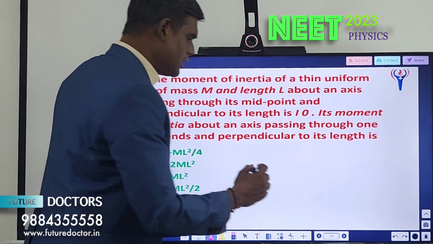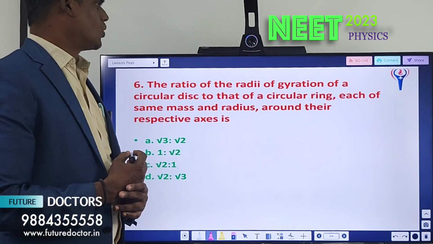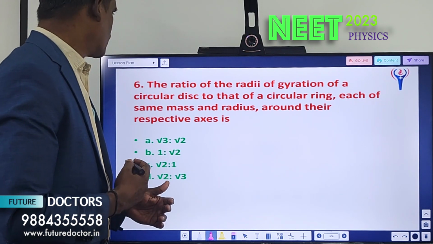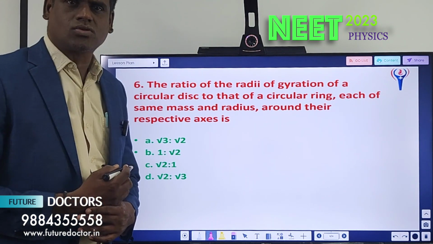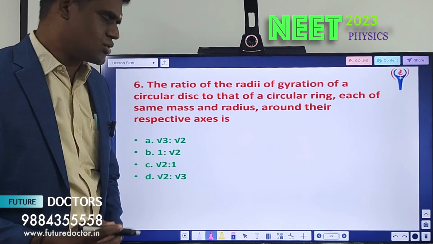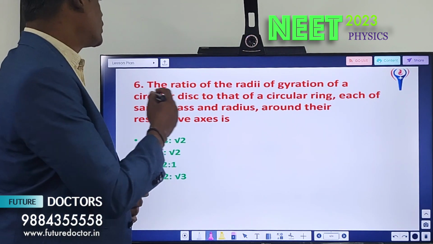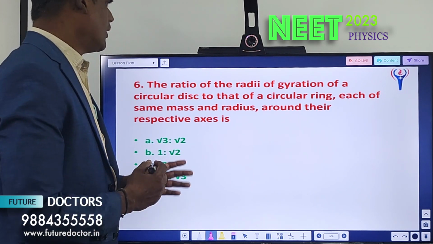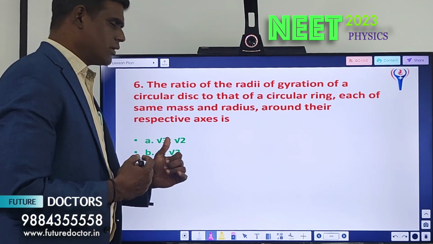Let's move to question number 6. The ratio of the radii of gyration of a circular disc to that of a circular ring, each of same mass and radius, around the respective axis is dash. A: root 3 is to root 2. B: 1 is to root 2. C: root 2 is to 1. D: root 2 is to root 3. That is, you want to find the ratio of the radii of gyration. So by knowing the formula of radii of gyration with respect to the masses and radius, you are able to find a solution for this question.